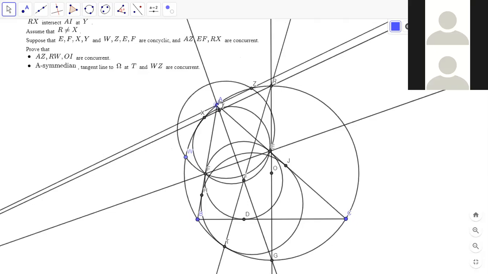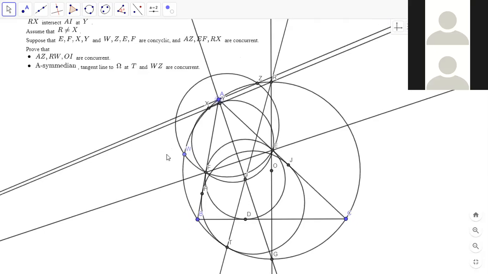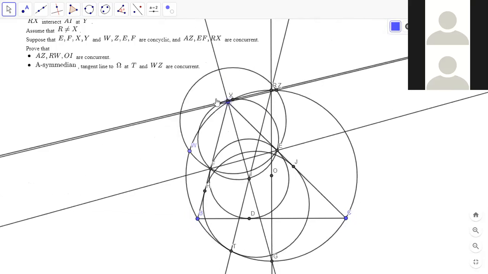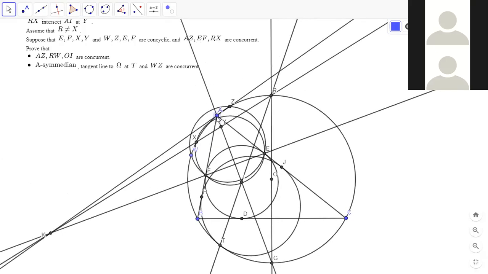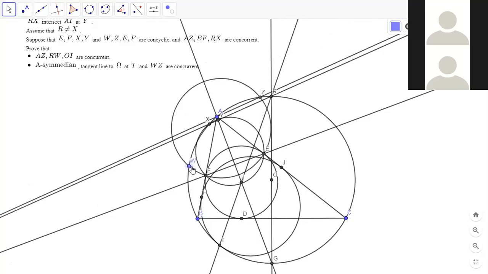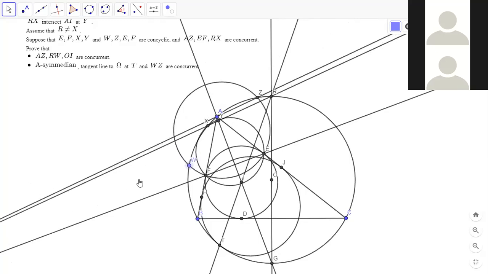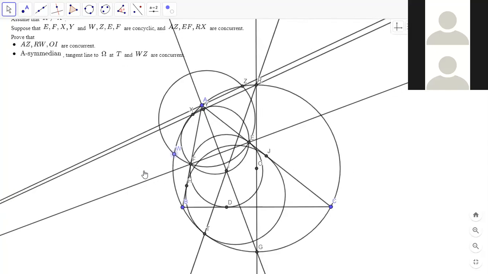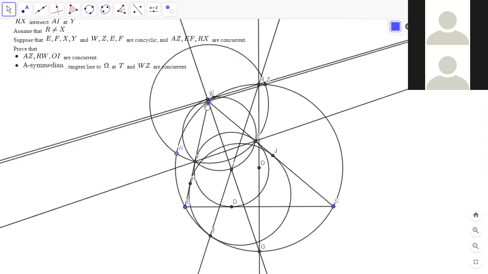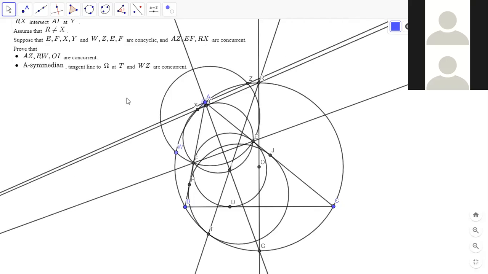If it's cyclic, then they're very close to A, and then it's hard to see where it concurs. So it's a hard diagram to draw. Maybe we'll just have to know that those three lines concur, without seeing where that point is. We'll just have to keep in mind that they concur.